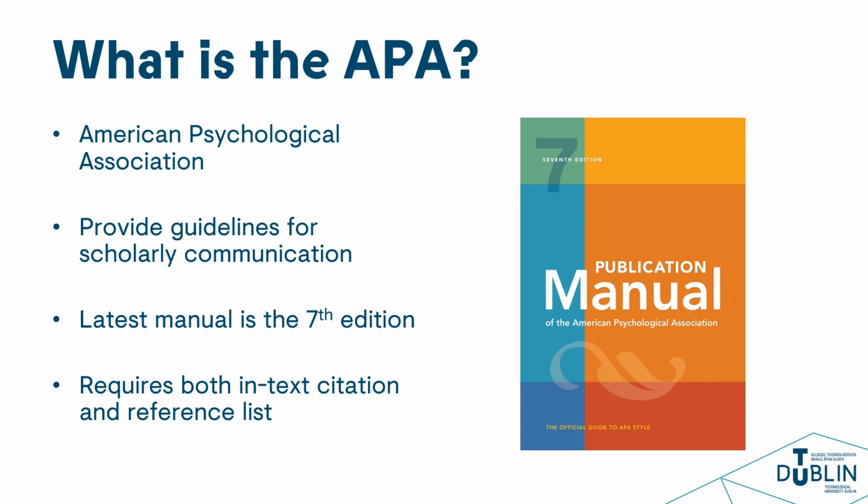The APA manual requires that every time you provide any information that you got from someone or somewhere else, be it an idea, an argument, a statistic, or a fact, you reference twice in the document you are writing. First, a short in-text citation, and then a longer reference at the end of the document. Both of these must be present in any academic work.